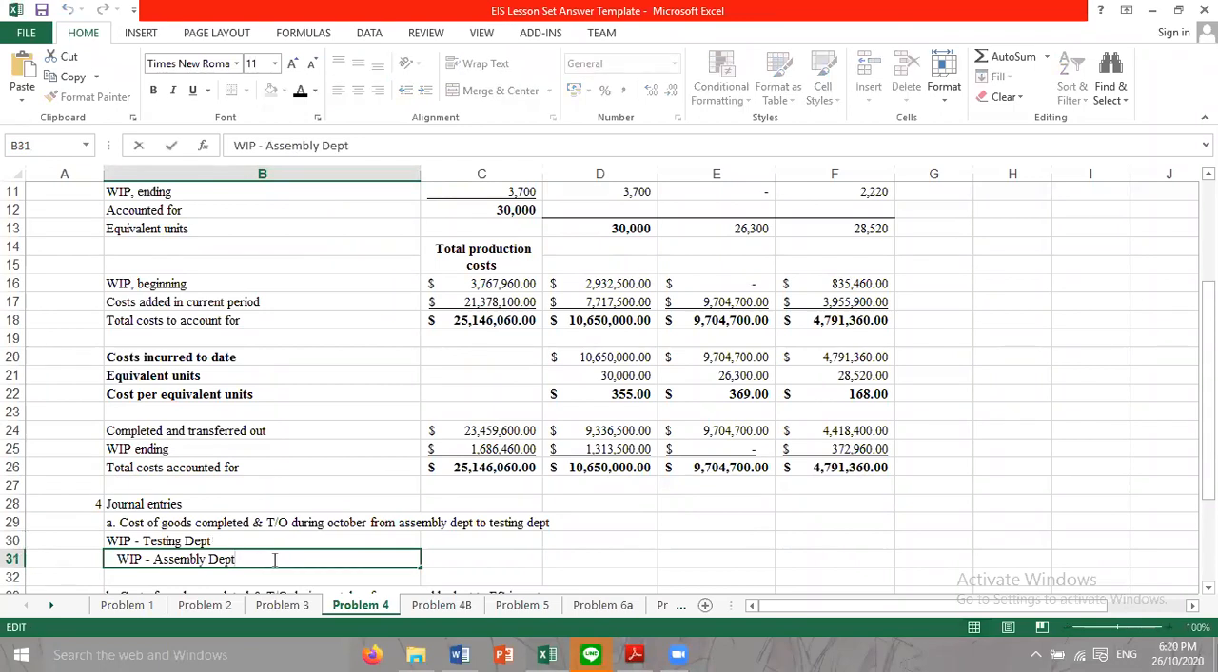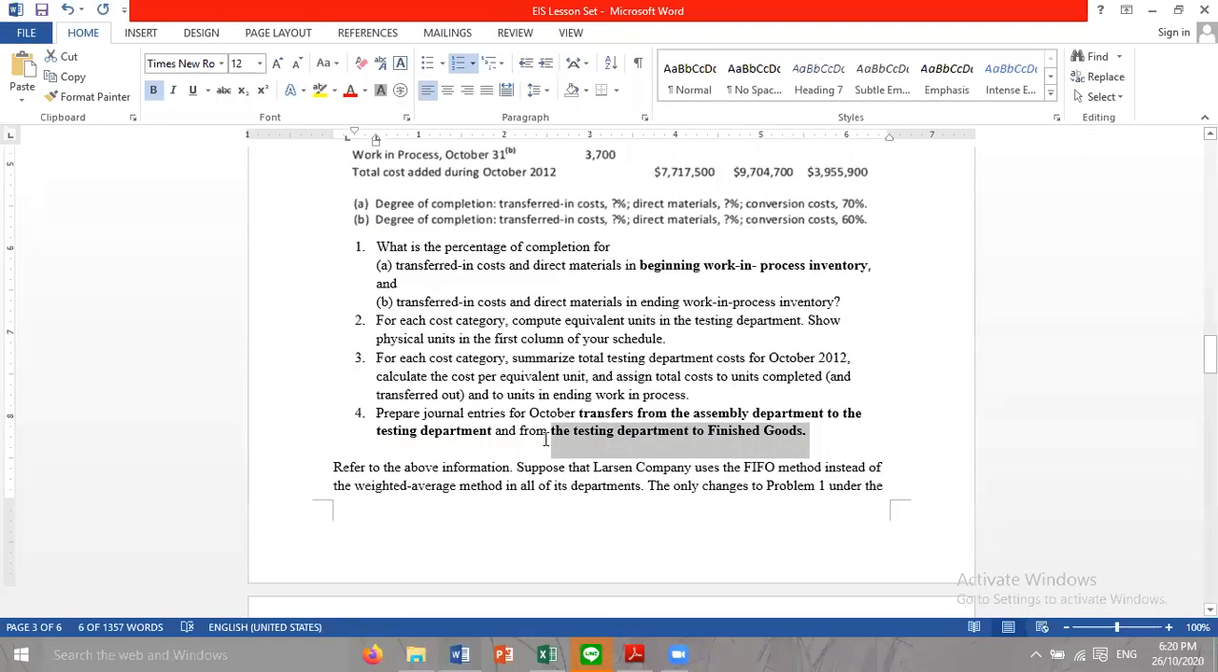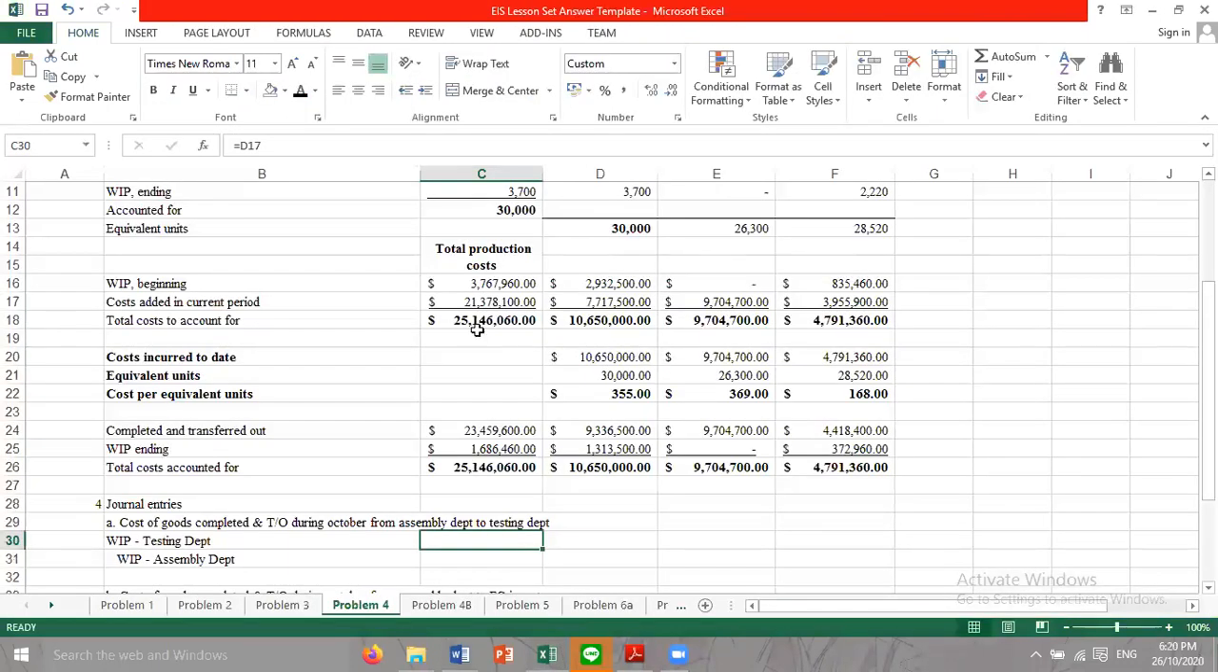Why? Because we're trying to record the transfer of work in process from assembly department to testing department. How much is the amount? Well, the amount is equal to the transferred in cost in the current period. Since this is asking for the journal for October, right? Or for this current period. So cost added in current period for transferred cost is 7,770,500.